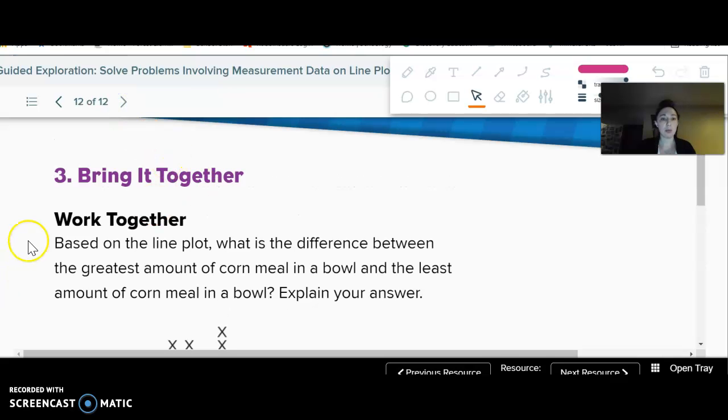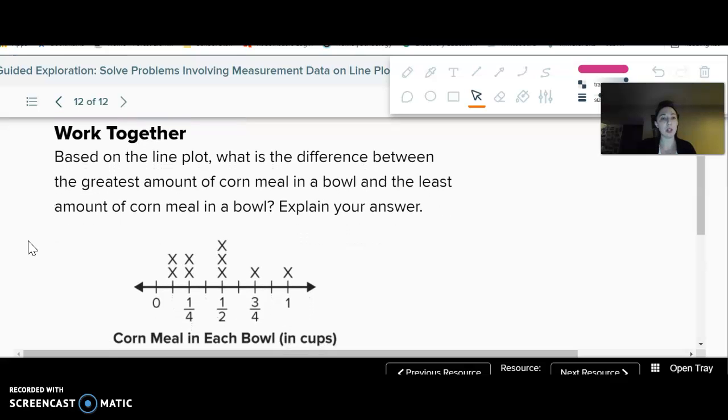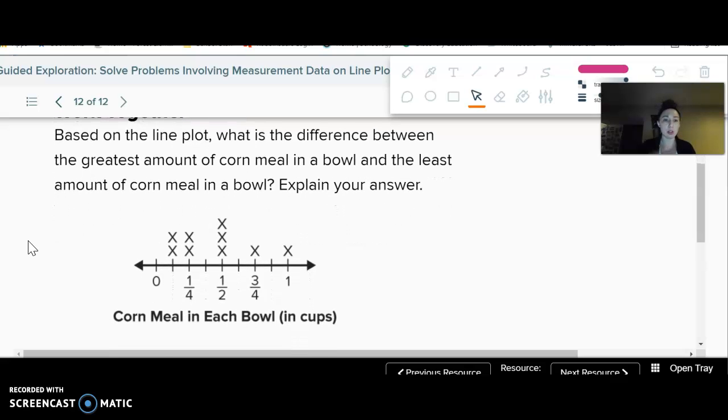All right, so one I'm going to have you try. Based on the line plot, what is the difference between the greatest amount of cornmeal in a bowl and the least amount of cornmeal in a bowl? Go ahead and give it a try.